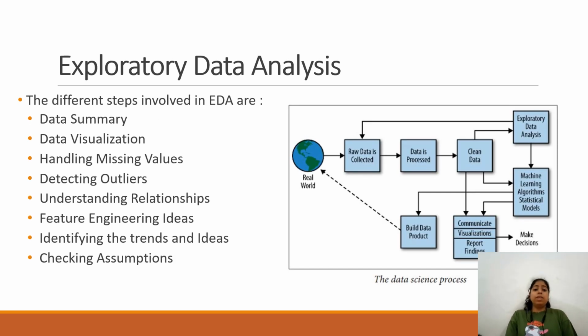There are different steps involved in an EDA. The steps are data summarization, data visualization, handling missing values, detecting outliers, understanding relationships, feature engineering ideas, identifying the trends and ideas, checking assumptions. Here is a picture that shows the data science process.